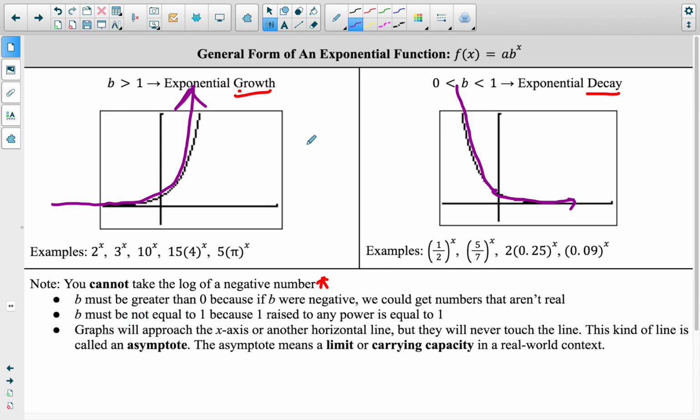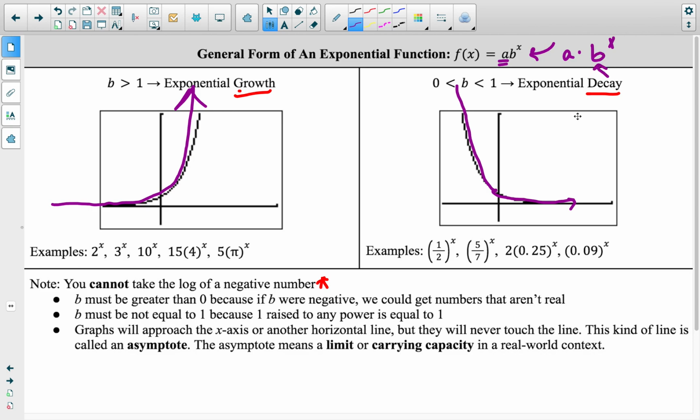The overall form of an exponential growth or decay function looks like this. f of x equals a times b to the x power, where a is a number. It's really important to notice that only the b is being raised to that exponent's power. Only the b is. a times b to the x power.